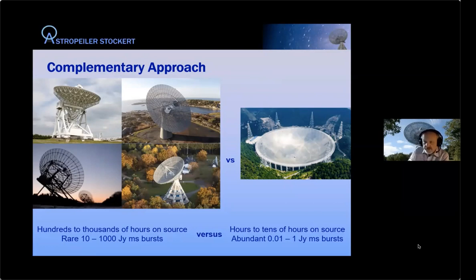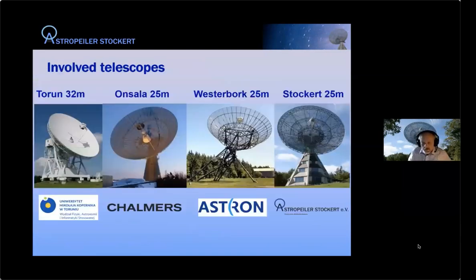The instruments involved in this are 4 instruments. There's the Torun telescope, a 32-meter instrument operated by the Nicolaus Copernicus University in Poland. Then we have the Onsala 25-meter dish in Sweden, operated by Chalmers University. Westerbork is contributing with one of their, I think it's 10 dishes of the 25-meter range from the array, operated by ASTRON. And then we have the 25-meter dish, the Stockert in Germany.